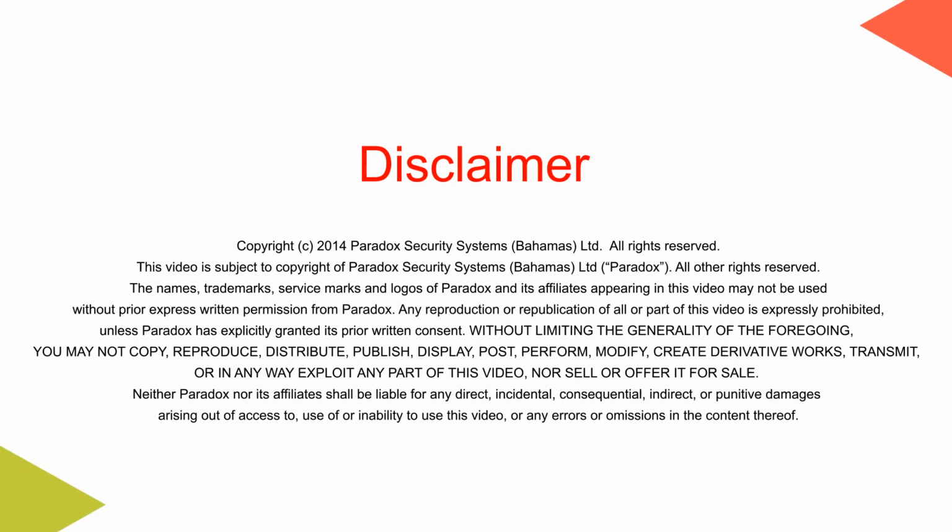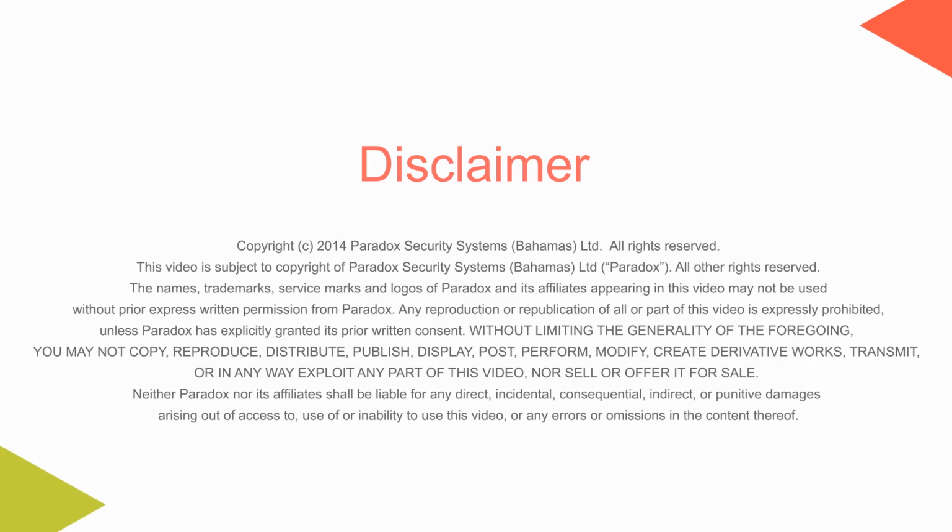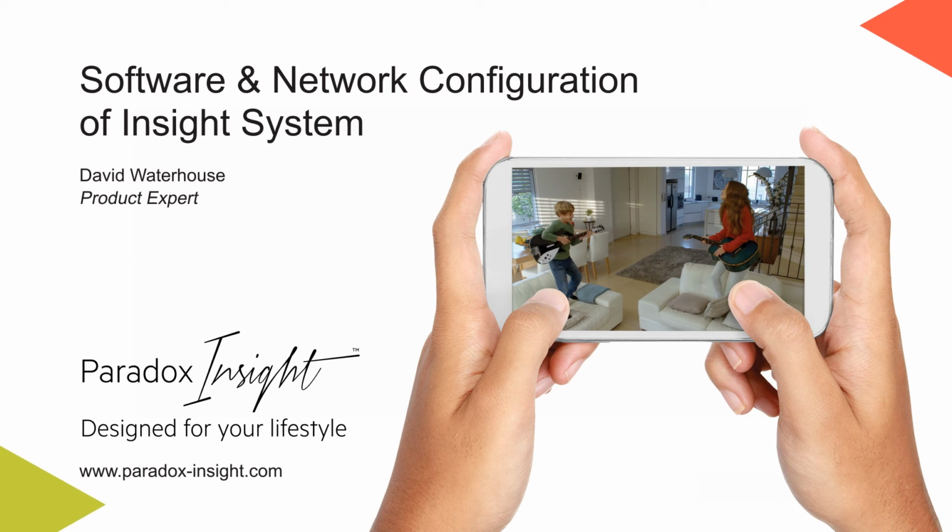Hello, this instructional video will take you through the software and network configuration of your Insight system. This is following your hardware configuration or connection. So your hardware connection has already been done. Your system is powered up. All your wires to your camera and to your alarm system are already connected.